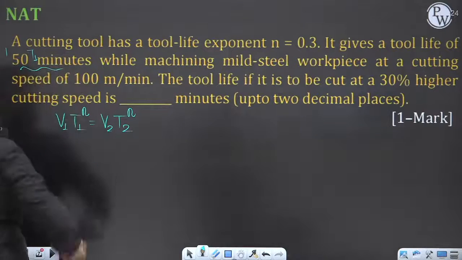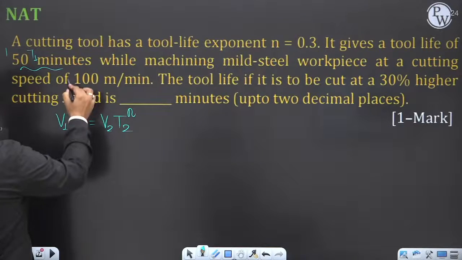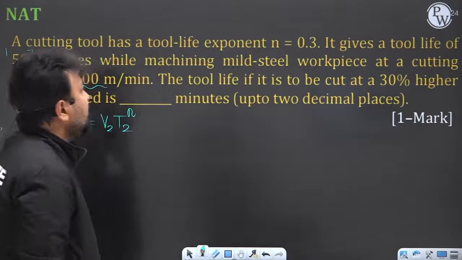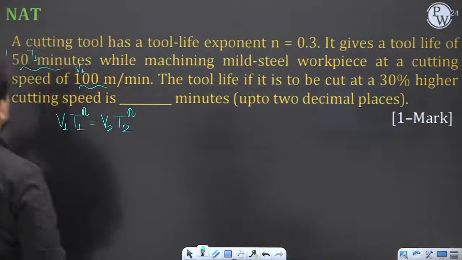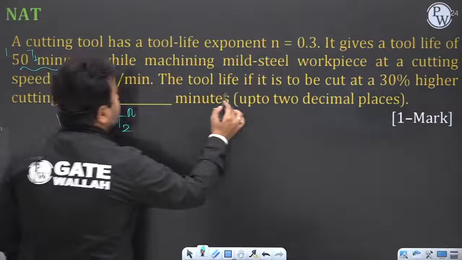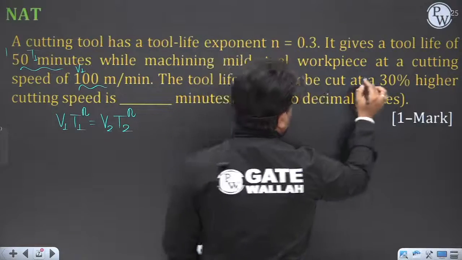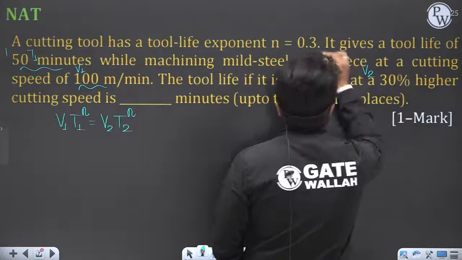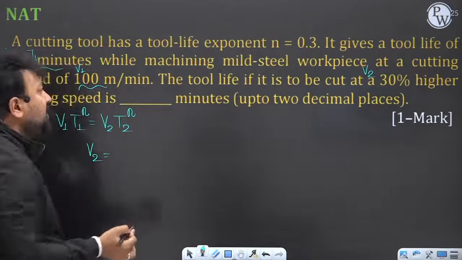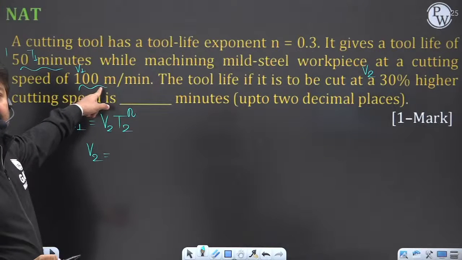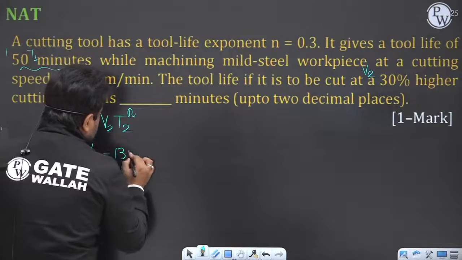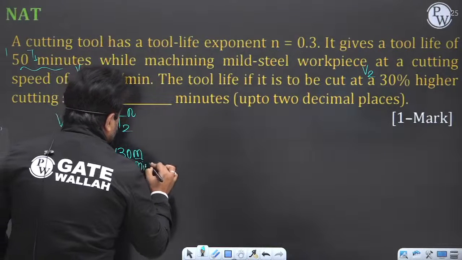While machining mild steel workpiece at a cutting speed of what? This is V1, which is given. The tool life, if it is to be cut at 30% higher cutting speed. So here the tool life, when the cutting speed V2 is 30% higher. So what will be the V2? V2 will be 30% higher. Initial is 100 meter per minute. So V2 is 30% higher, it means it is 130 meter per minute.